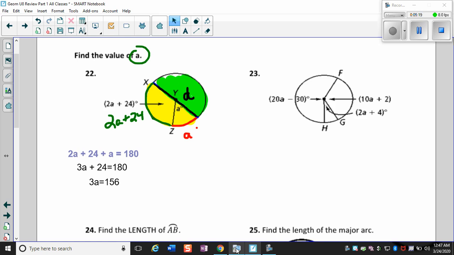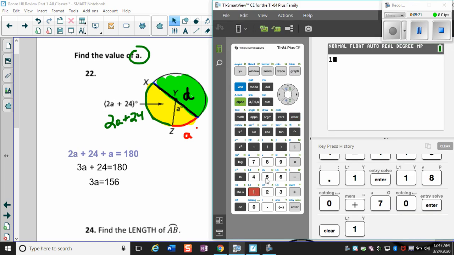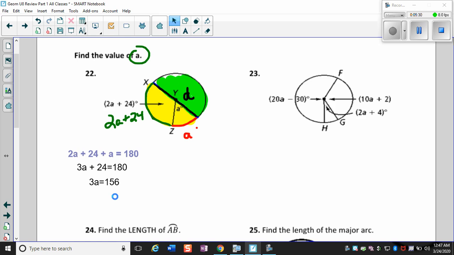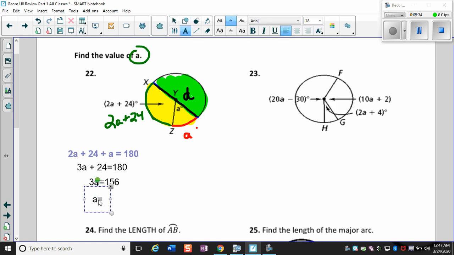Using your calculator, 156 divided by 3 will result in a value of A equals 52. So the final answer would be A equals 52 degrees. All right.